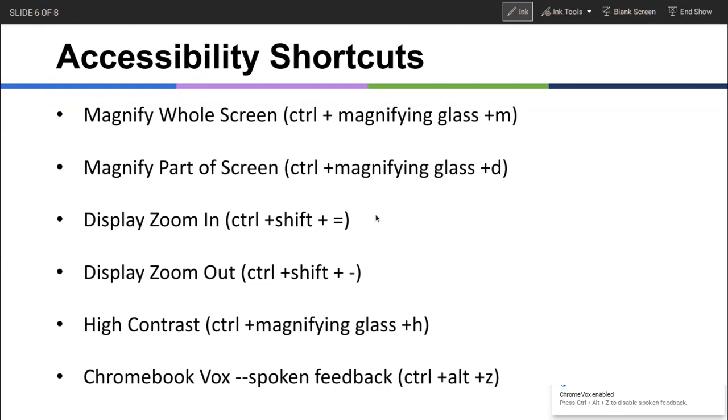So again, as you can see, wherever that orange box is over, it will read the words to you. To access that and to turn it off, you'll do Control, Alt, and the letter Z.